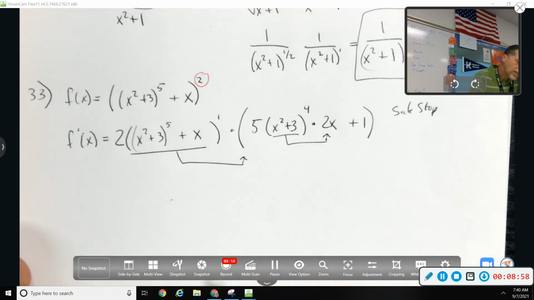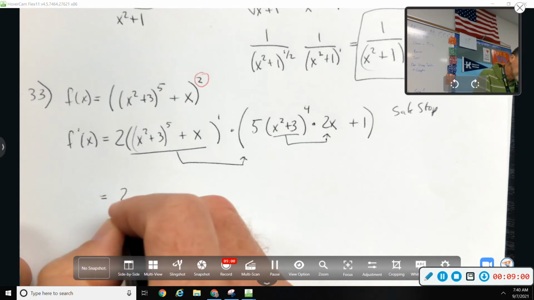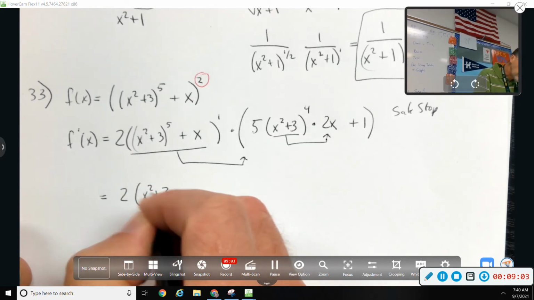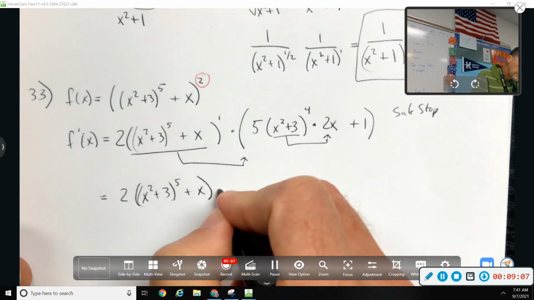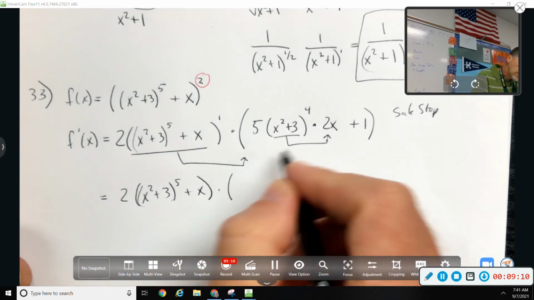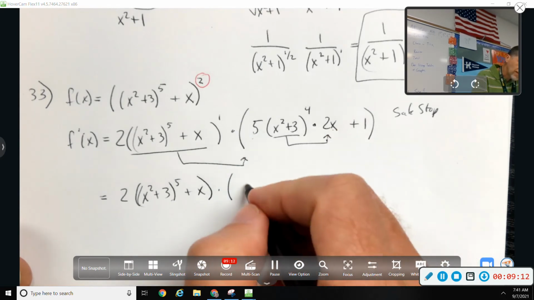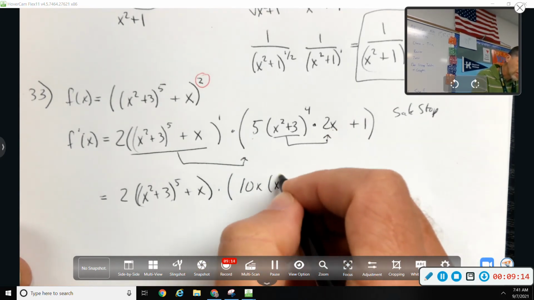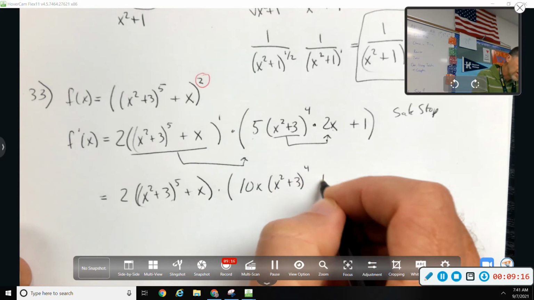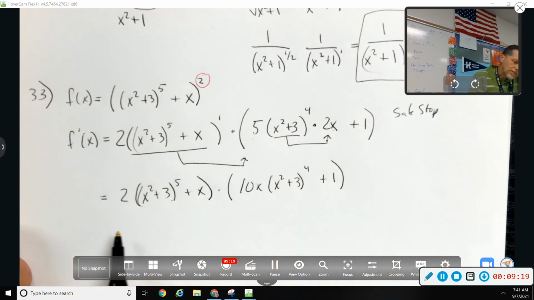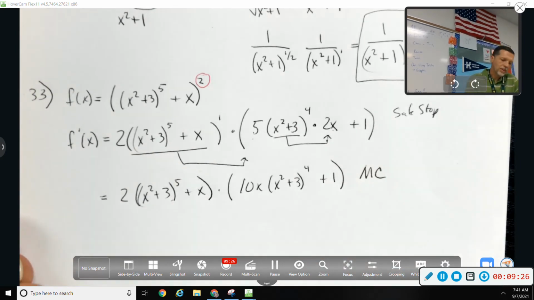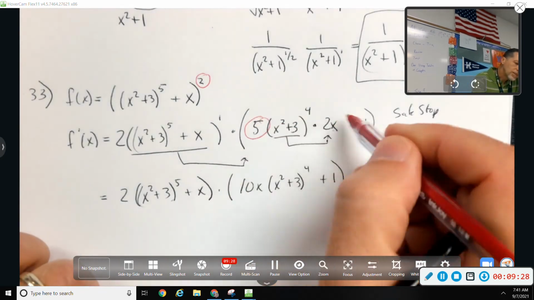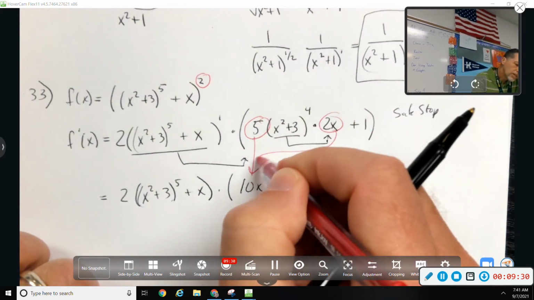But I suspect the book would go further. I'm not sure what else we could really do here, because I guess I could combine the 5 and the 2x. That's about it, because I don't think there's anything I can factor out. So there wasn't a whole lot between the safe stop and the multiple choice answer there. All I did was combine those two things.